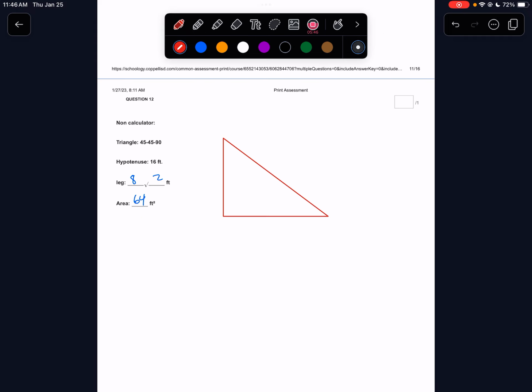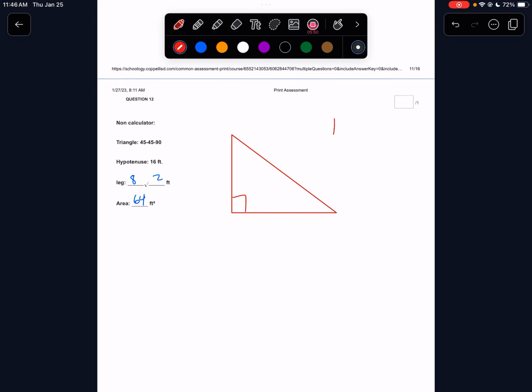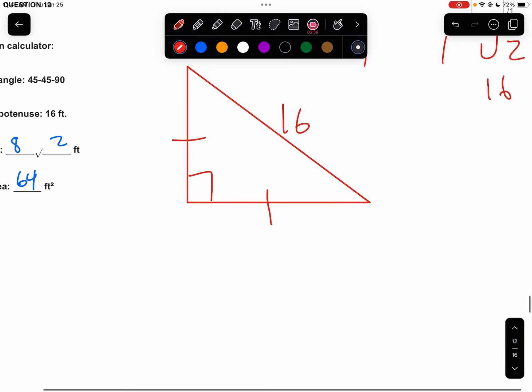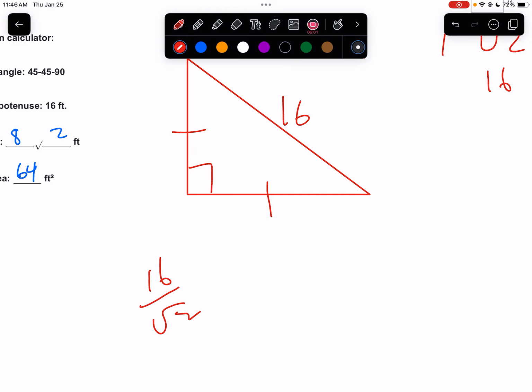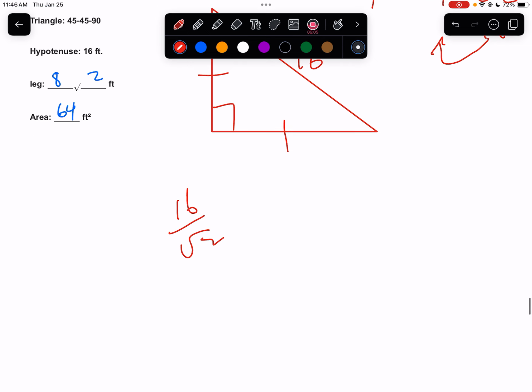45, 45, 90 rules. We haven't done this in a minute. So we got 1, 1, root 2, and they gave you a hypotenuse. So it's a 45, 45, 90, where the hypotenuse is 16. So you need to do 16 divided by root 2, right? We have the root 2. We need to divide by root 2. Can you do it in your head? Are you actually trying? It's going to be 8 root 2. I want you to try to figure that one out. I'm not even going to show the work.